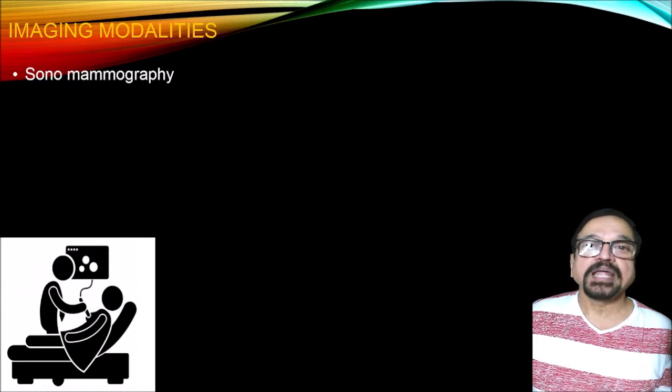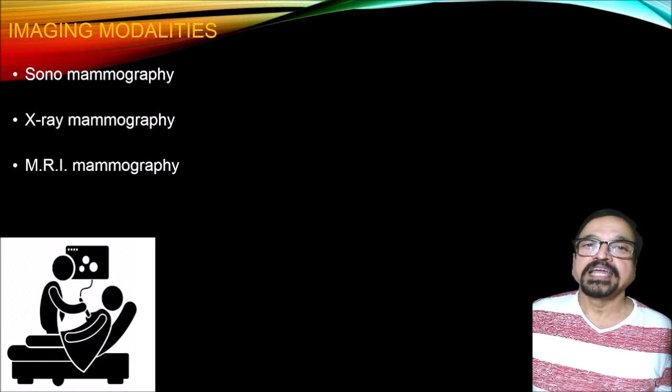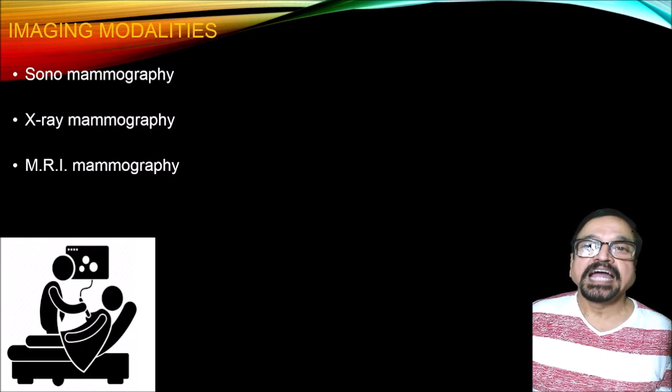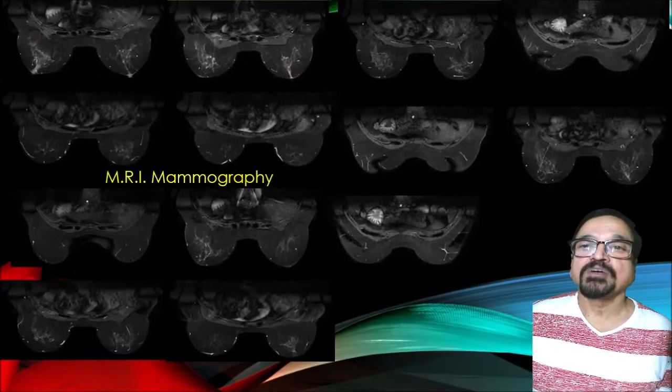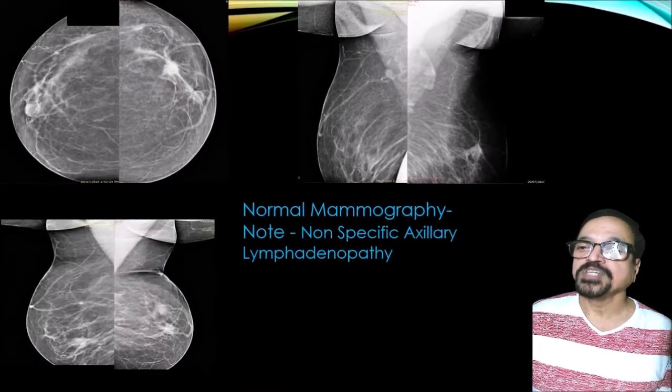Then what are the imaging modalities? Sonomammography, X-ray mammography and MRI mammography. The topic of this lecture is essentially X-ray mammography. We have different lectures covering sonomammography and MRI mammography, but most of the time we will be emphasizing the importance of X-ray mammography combined with sonomammography, and all our remaining lectures are concentrating on this. Now this is the MRI mammography, which clearly shows the lesion as well as associated pathology.